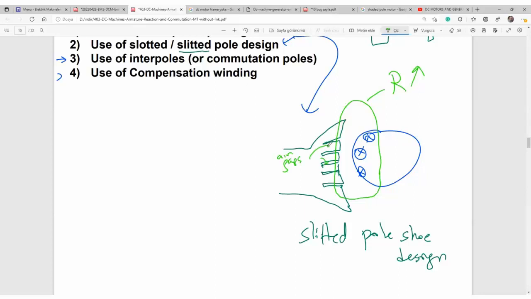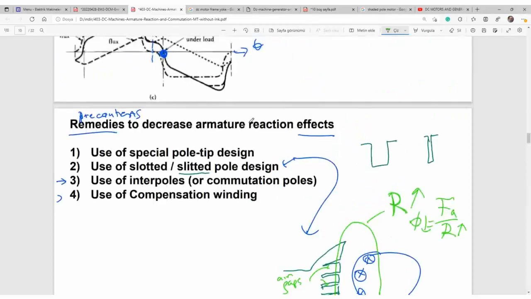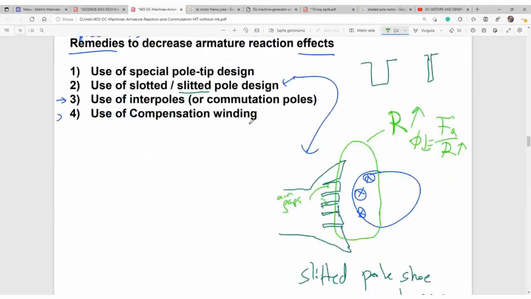So with air gaps, reluctance is larger. Flux is MMF over the reluctance of this path, so if reluctance increases, flux will decrease. So distortion will be decreased here in the pole shoe. Yes, it is a better design, but it does not bring out the whole solution. In large machines, they are a must.